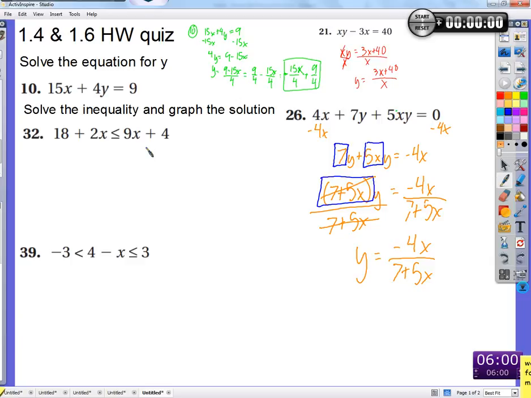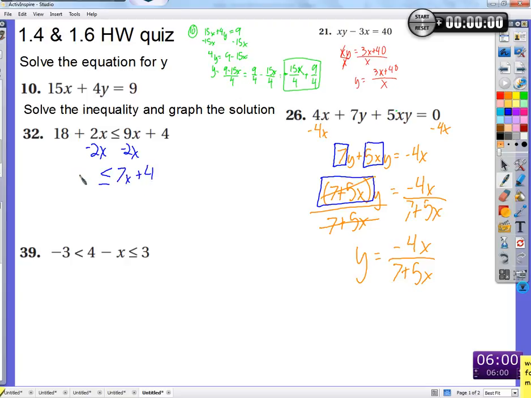So what can we do? What's the first step? Minus 2x. Minus 2x. Why not minus 9x on both sides? Because then it'd be negative. It'd be negative. That wouldn't be wrong, but it certainly is nicer to work with positive numbers.